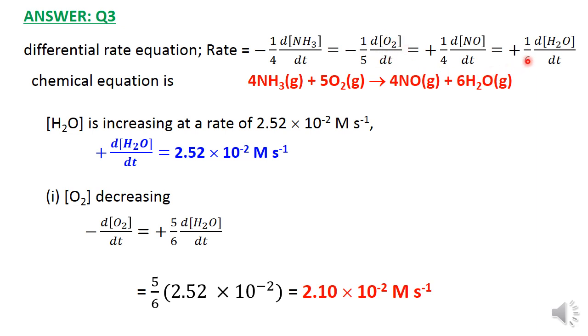So here we can place the 5 on top of 6, bring the 5 up here, so we get the decreasing of O2 will be 5 over 6 of the increasing of H2O. So when the increasing of H2O is 2.52 times 10 to the power of minus 2, multiplied by 5 over 6, then we get the decreasing of O2 is 2.10 times 10 to the power of minus 2 molar per second.